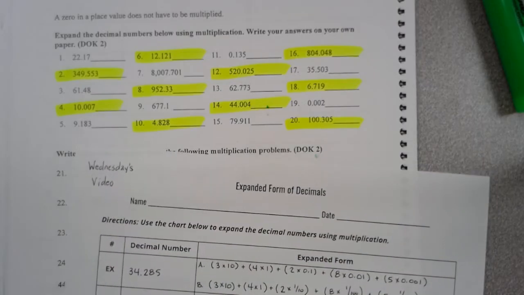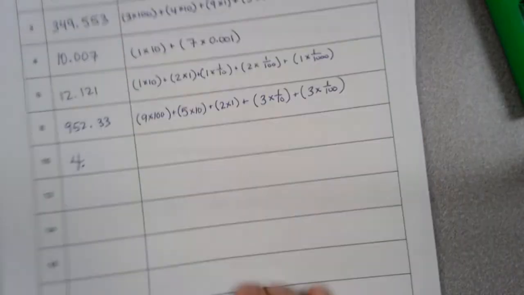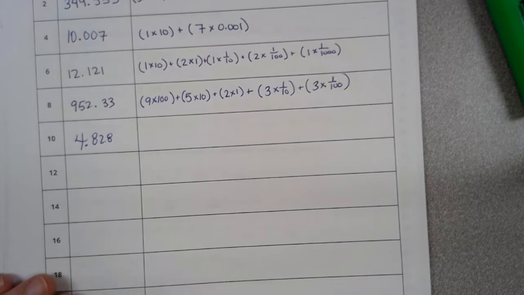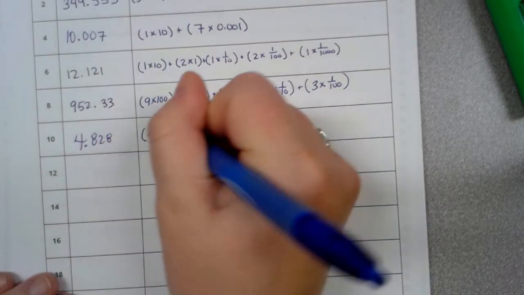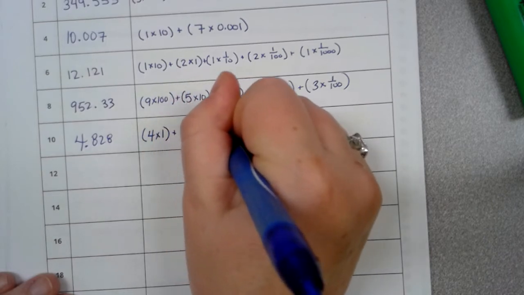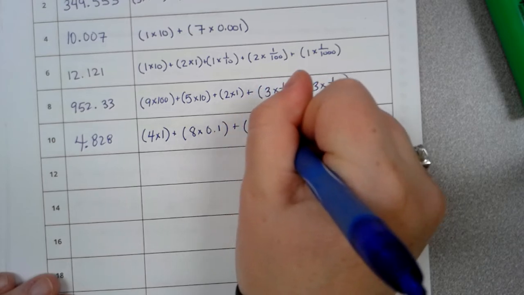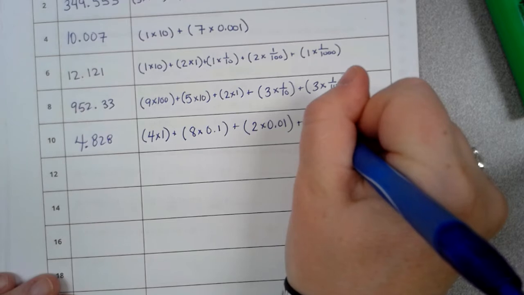All right, let's just, for good measure, go ahead and do this one. 4 and 828 thousandths. All right, very simple. The 4 is in the ones place. The first 8 is in the tenths place. The 2 is in the hundredths place. And the second 8 is in the thousandths place.